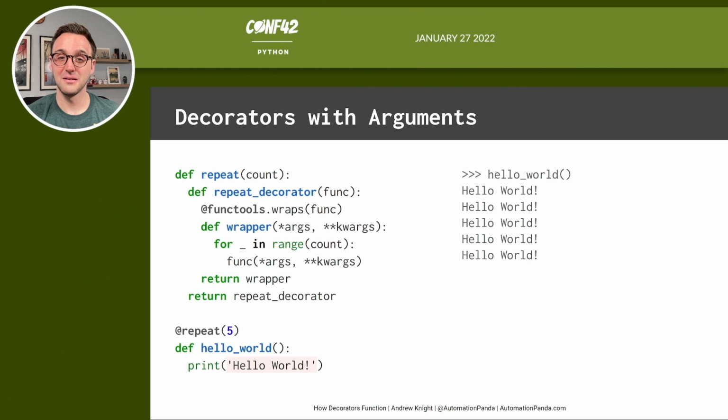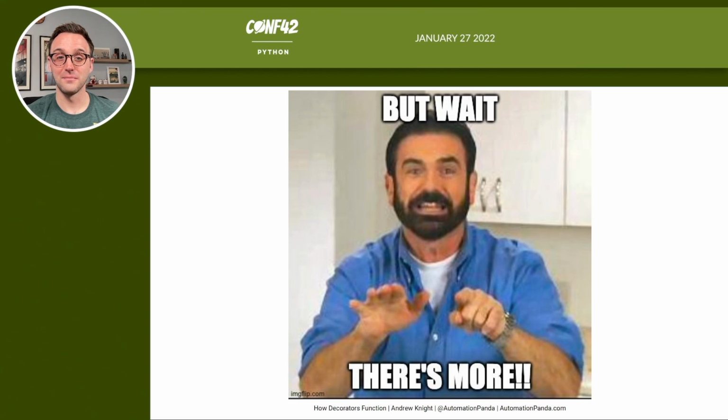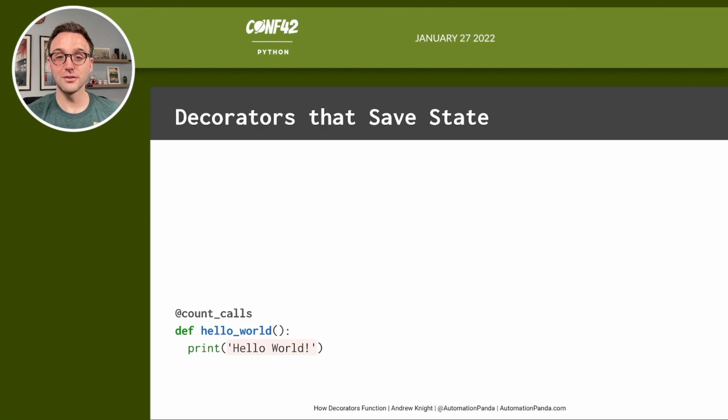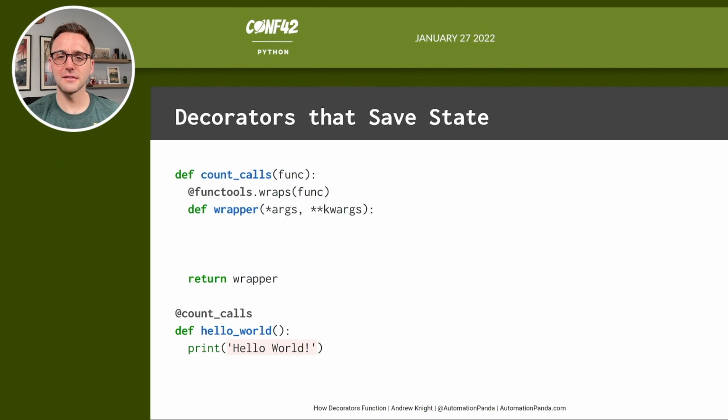Nifty. But wait, there's more. Decorators can be used to save state. Here's a decorator that will count the number of times a function is called. Count calls has the standard decorator structure. Outside the wrapper, a count attribute is initialized to 0. This attribute is added to the wrapper function object. Inside the wrapper, the count is incremented before calling the inner function.